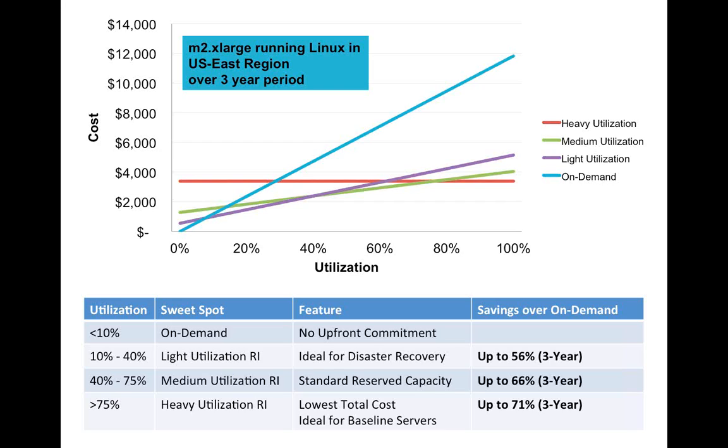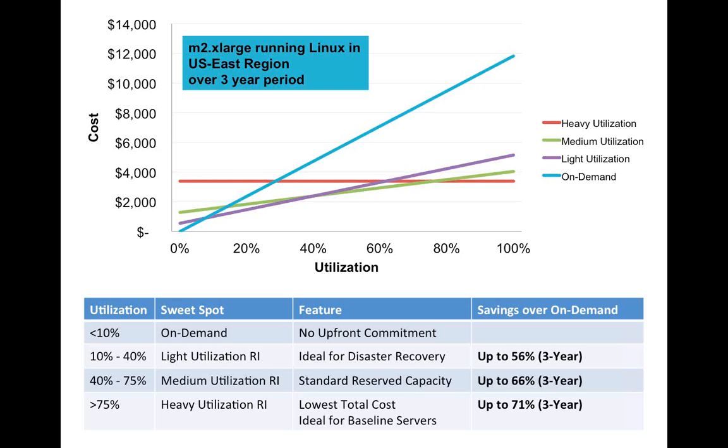So if you look at the utilization first, we have a couple of different types of utilization. The first one is less than 10%. So for less than 10% utilization, what kind of use case can you think of? Well, it will probably be an instance that is used very rarely, if at all.